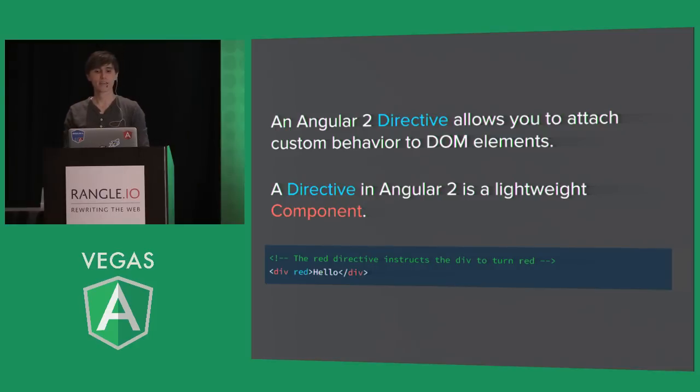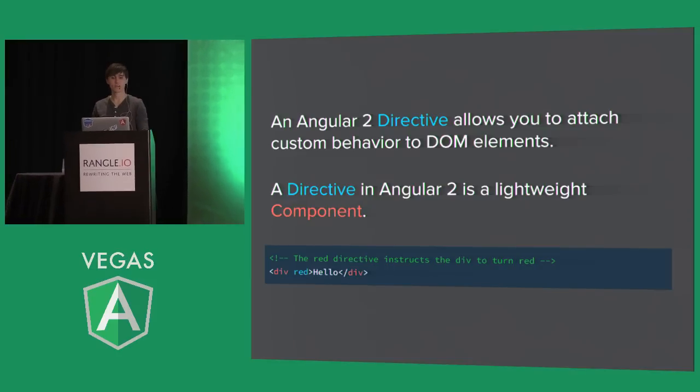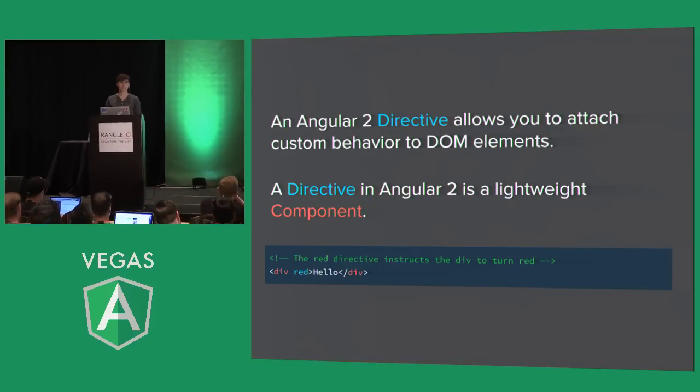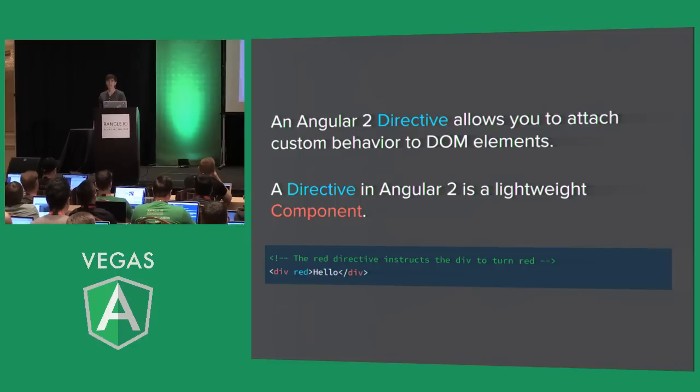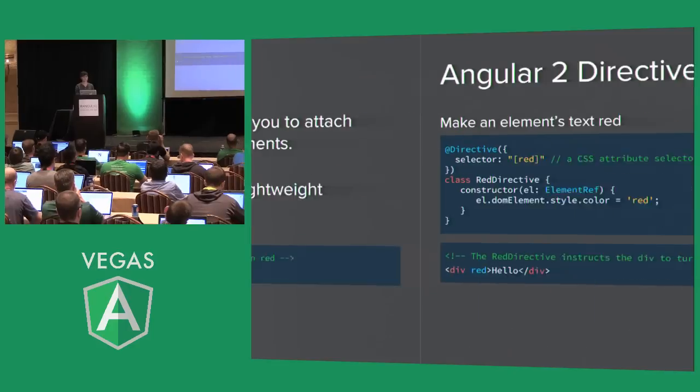So if I can't have a template and I need to attach behavior to a DOM element, I'm instructing it to do something. So in this case of this div, where I'm providing the red attribute, well, that's a directive, and all I'm doing is instructing it to turn red. So a directive in Angular 2 is just a lightweight component. It doesn't have a template. It just can instruct current DOM elements to do specific behaviors.